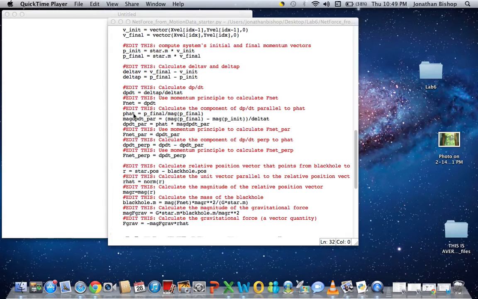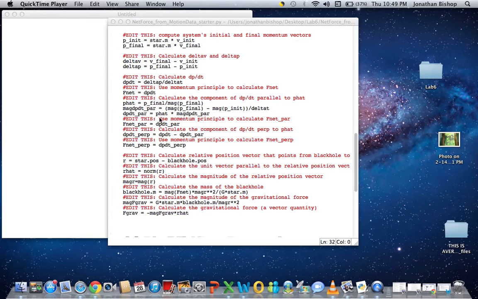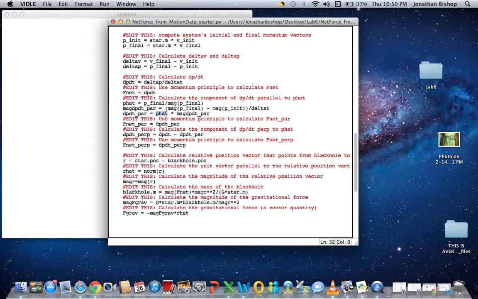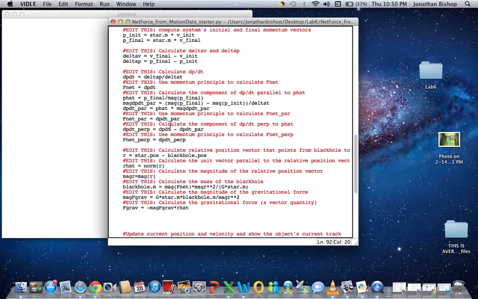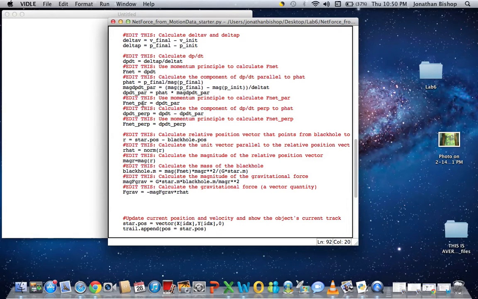And then I find the momentum direction here by doing the final momentum over the magnitude of the final momentum. From that I can find the magnitude of dP dt parallel, because it's the change in the magnitude of the momentum over delta t. And because it's a scalar value, I multiply that by the direction p hat, and then I get the parallel, which is the same as F net parallel.